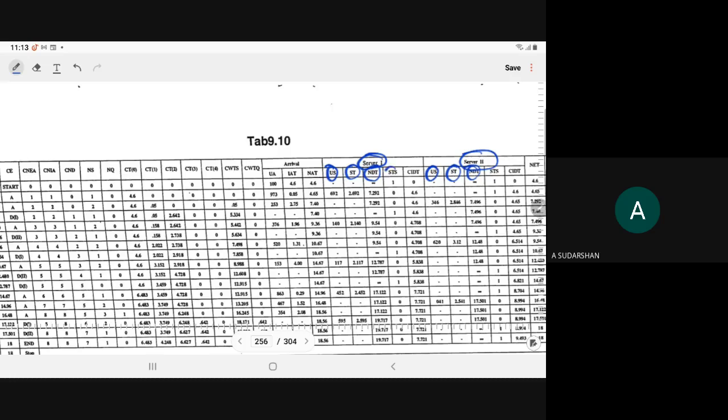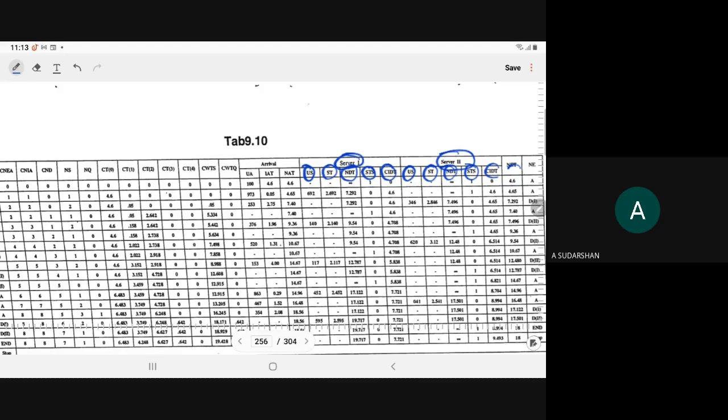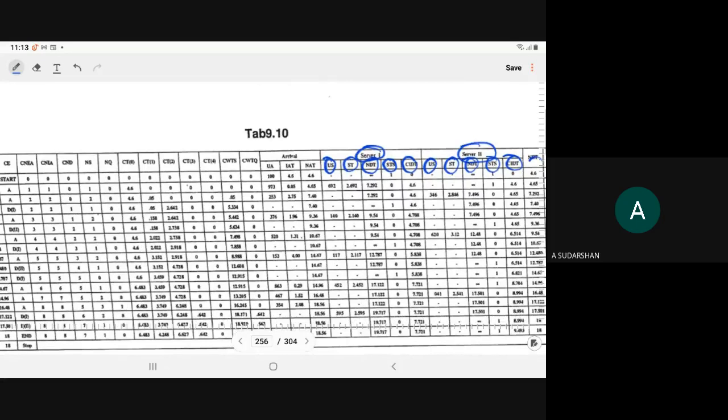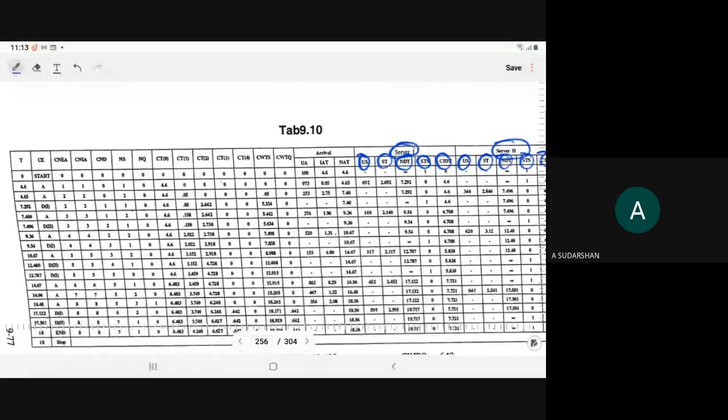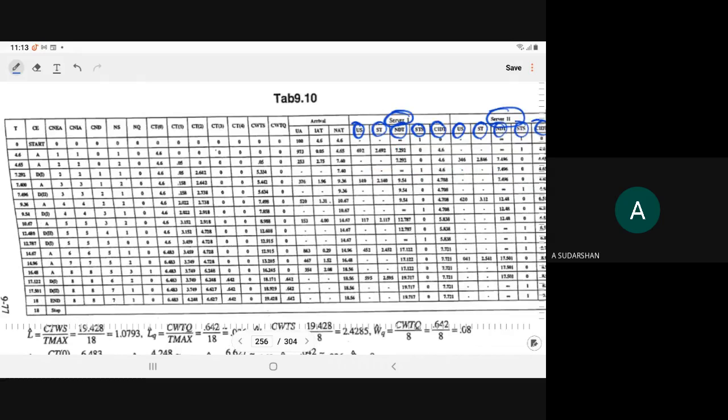Whether the first server is idle, and correspondingly we compute the cumulative idle time. Whether the second server is idle, and correspondingly we compute the CIDT. Otherwise everything is the same here. If there are two customers, only then are both servers busy. If there is only one customer or zero customers, accordingly we have to decide which server is busy and which server is idle.